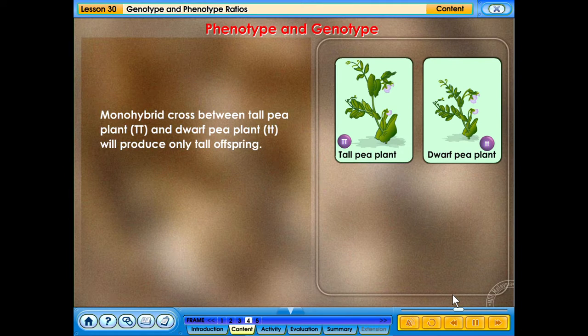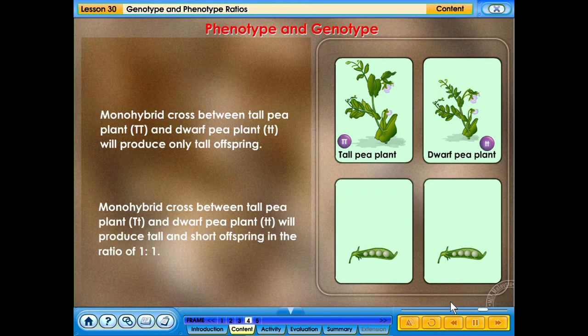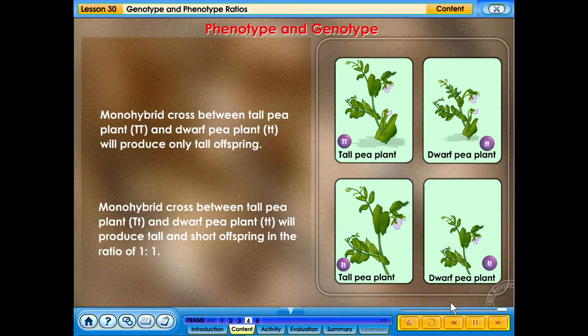A monohybrid cross between tall pea plant capital T capital T and dwarf pea plant small t small t will produce only tall offspring. A monohybrid cross between tall pea plant capital T small t and dwarf pea plant small t small t will produce tall and short offspring in the ratio of 1:1.